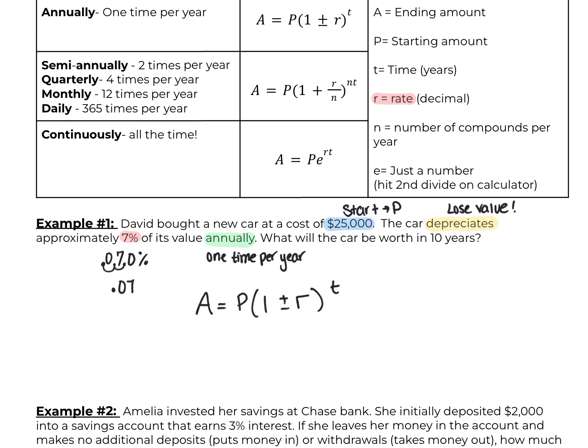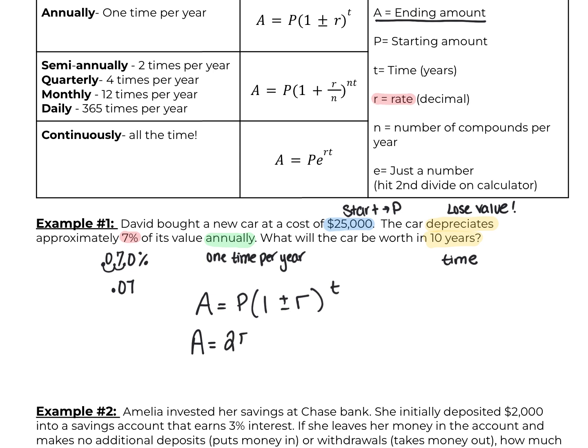We want to find A. What will the car be worth in 10 years? Obviously, 10 is going to be my time. What will the car be worth, or what will the ending amount be, right? So we want A, given that the P is my starting value of 25,000.